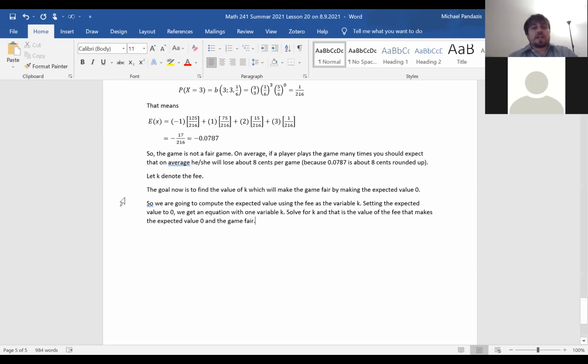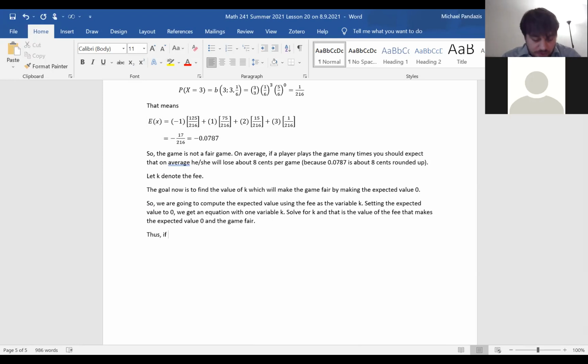That makes sense? Okay, and so we're going to compute the expected value using the fee as the variable K. Instead of assigning a value to the fee of the game, we're going to just make it a variable K. Setting the expected value to 0, we get an equation with one variable K, an equation that says 0 is equal to the expected value using the fee as K. And you solve for K, and that's the fee that makes the game fair.